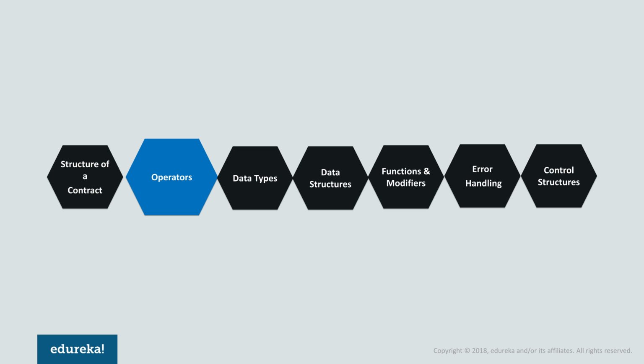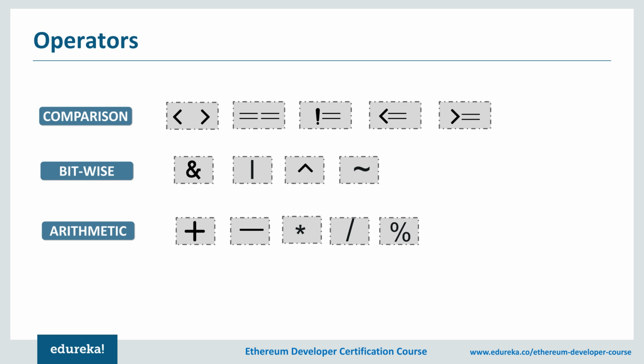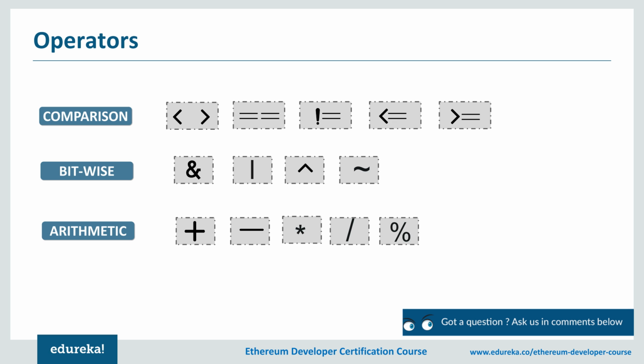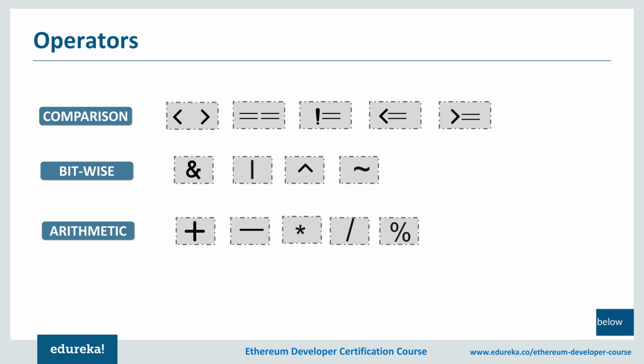So moving on, let's move ahead with operators. Most of the operators used in Solidity are very similar to JavaScript. As you can see, like JavaScript, we have three types of operators: comparison operators, bitwise operators, and arithmetic operators. Comparison operators are of course used for comparing two values. Bitwise operators are used for bitwise functions like AND, OR, NOR, or XOR. And arithmetic operators are used for arithmetic.